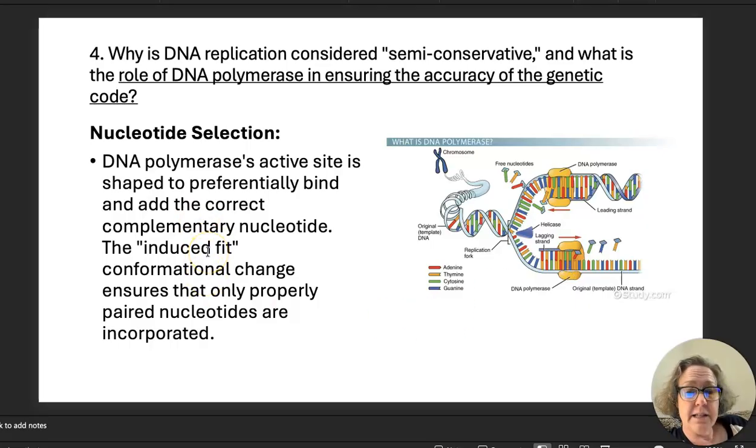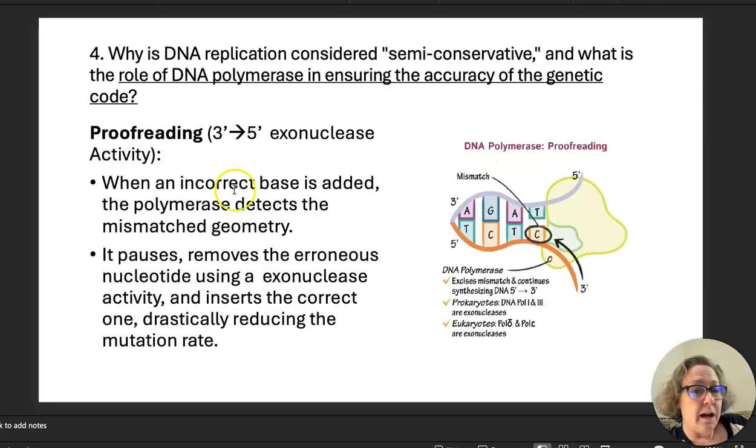It adds the correct nucleotides. The fit of it actually gets changed to ensure that it is paired correctly. It also is a proofreader. Your DNA polymerase proofreads in the 3' to 5' direction. Do you remember the 3' to 5'? I haven't said that for a while. 3' to 5'. When the incorrect base is added, the polymerase detects the mismatched geometry. It pauses, removes it, and inserts the correct one.